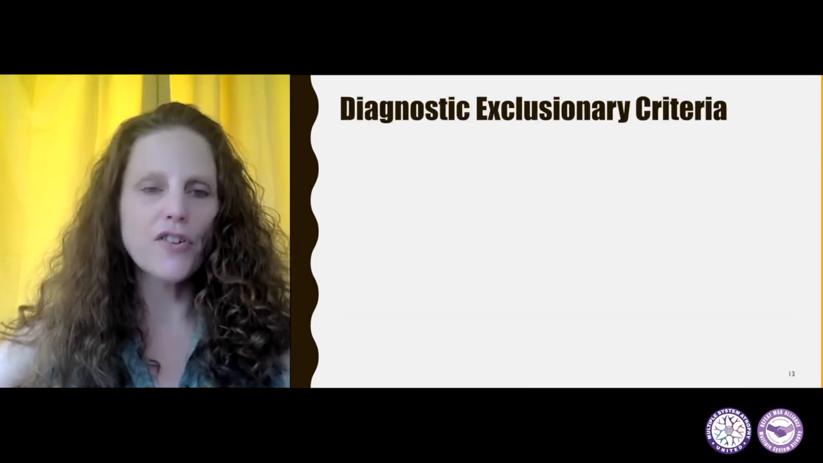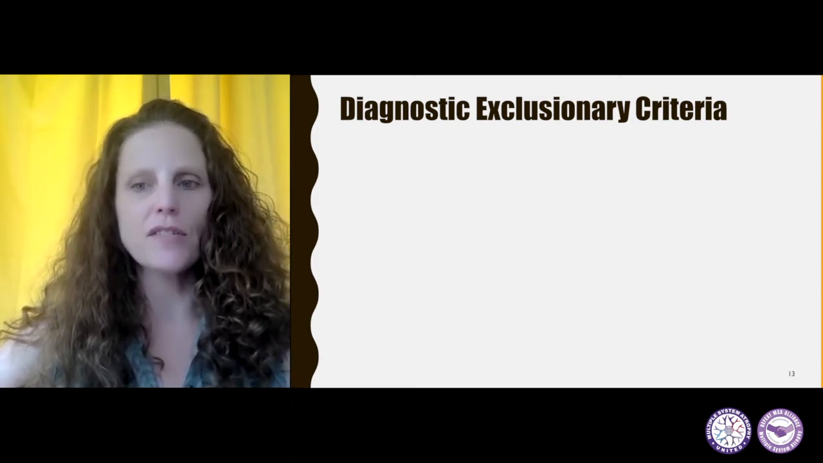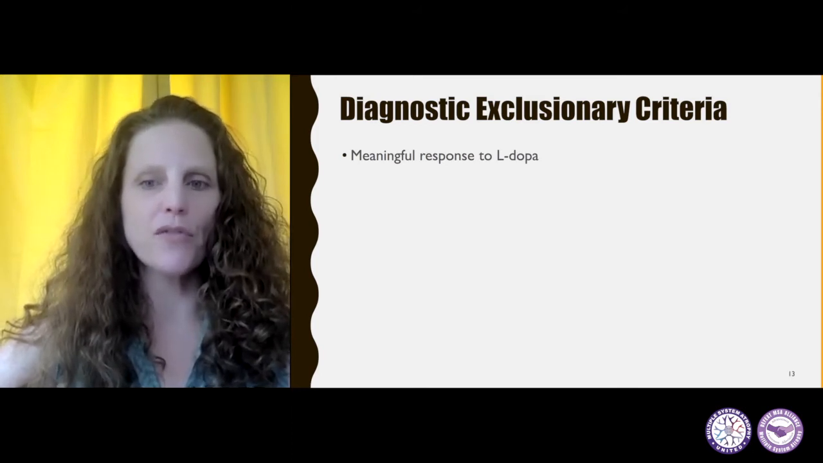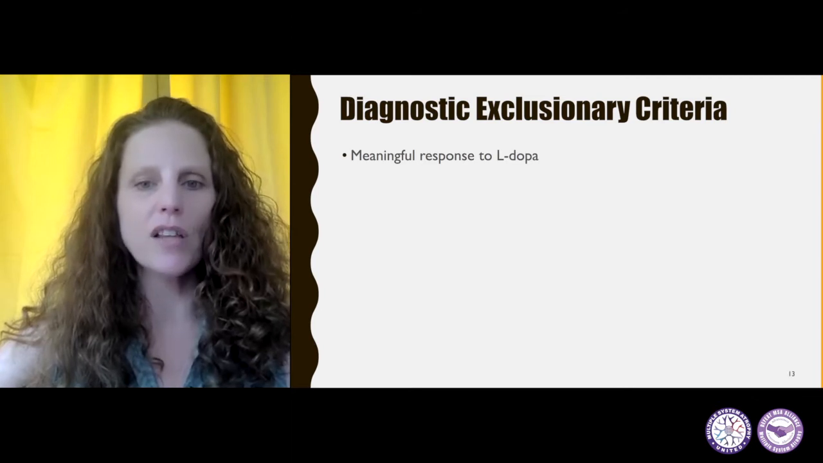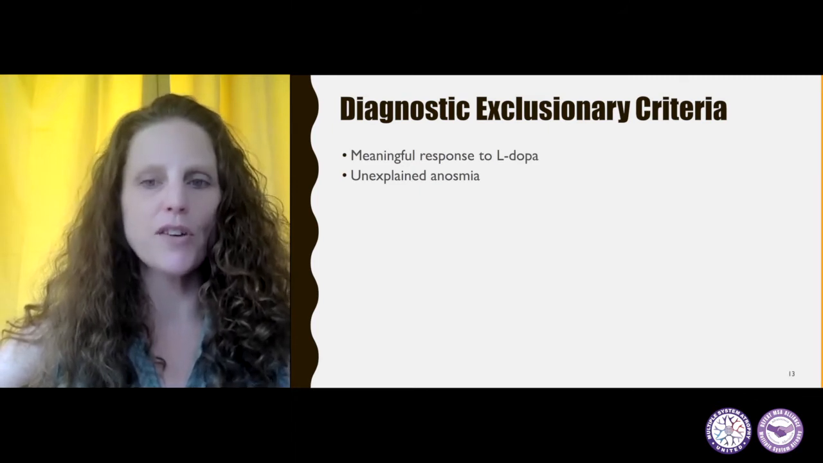There are a number of factors, if present, that can help to exclude an MSA diagnosis. These include meaningful response to levodopa, especially for patients with MSA-P. You may see an early response to levodopa, but the effect will usually wear off after a few months. Unexplained anosmia. Patients with Parkinson's disease often lose their sense of smell, but this is uncommon in patients with MSA.